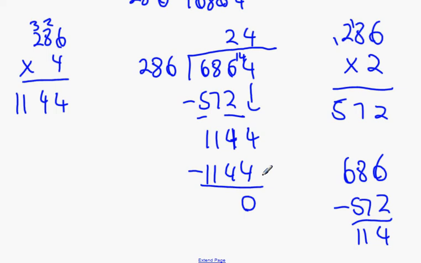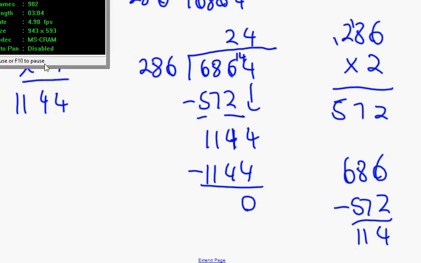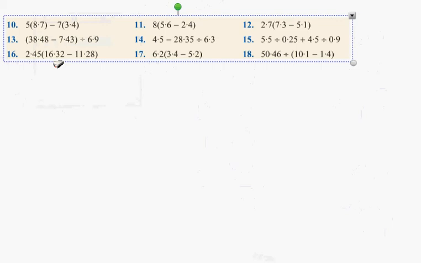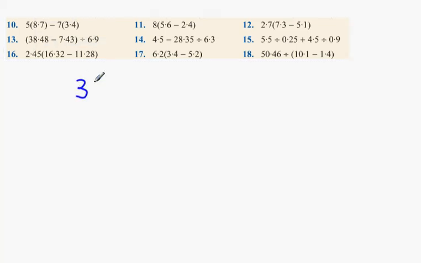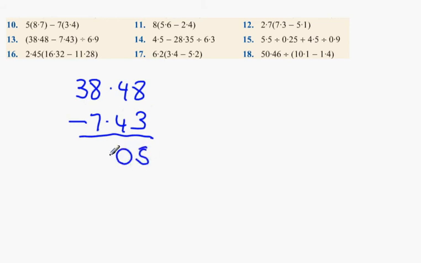I don't think the examples you're going to get in the book are going to be as hard as that, so we are now going to try out number 13. Number 13 states the brackets have to come before the division. So we take them away from each other, and we get 31.05. Now we have to divide 31.05 by 6.9.